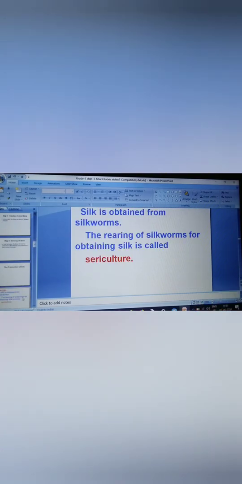Next we will see the production of silk. Now how is silk produced? First we are going to study about silk. Okay, so make a note in your notebook, children. Silk is obtained from silkworms. The rearing of silkworms for obtaining silk is called sericulture.